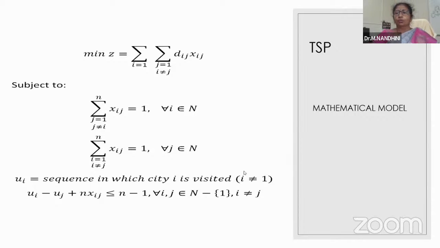So here one of the models for the traveling salesman problem is given. Hope you all would have seen this. Here also some of the constraints, the variable boundary and the objective function are given.